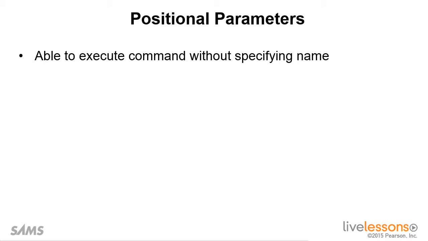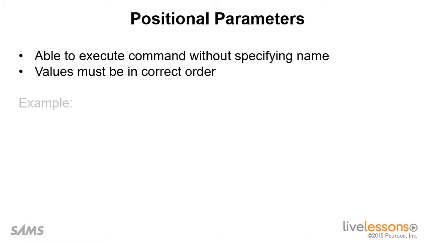Let's talk a little bit about positional parameters. You are able to execute a command without specifying the parameter name. We've already used positional parameters when we were working with get-help. The key on this one is the values must be in the correct order. So let's take a look at an example. In this example, you can type get-command, and you'll see that we're using a wildcard search and typing VM, and then we're putting a space and typing computer name. What we are doing in this one is using two separate parameters to search for information using get-command.